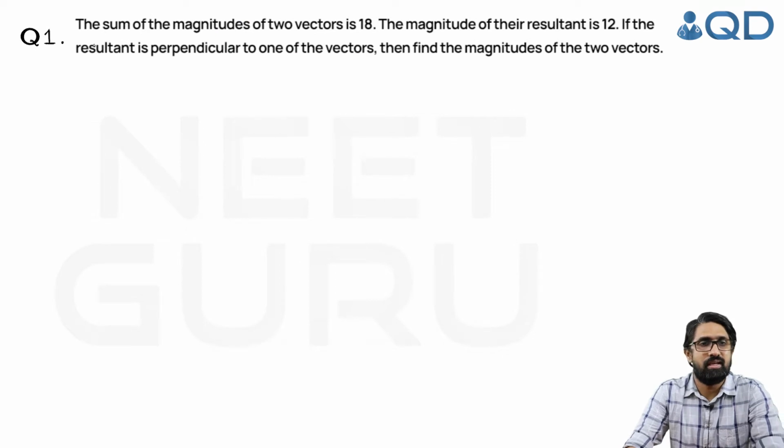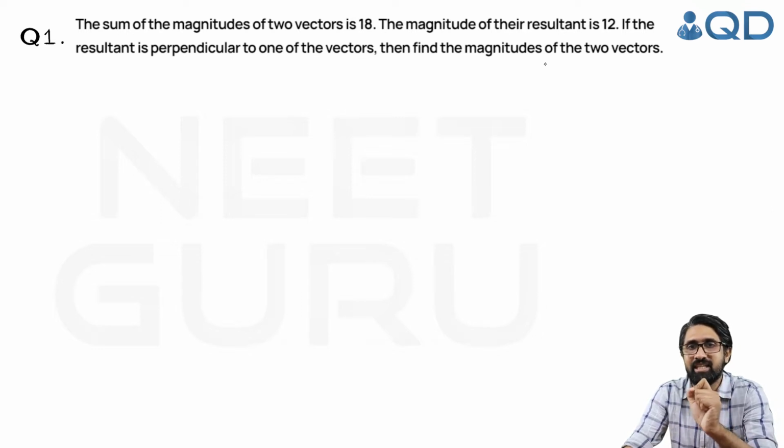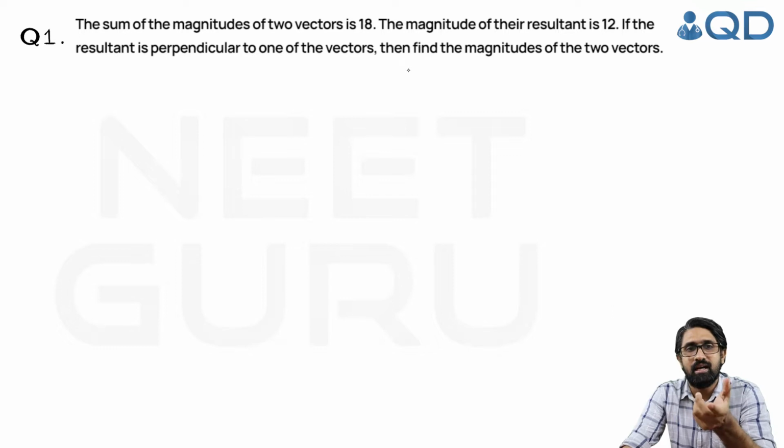The first question here says, the sum of the magnitudes of two vectors is 18. The magnitude of their resultant is 12. If the resultant is perpendicular to one of the vectors, then find the magnitudes of the two vectors. So we've been given three clues here, and finally we should find the magnitudes of the two vectors mentioned in this question.